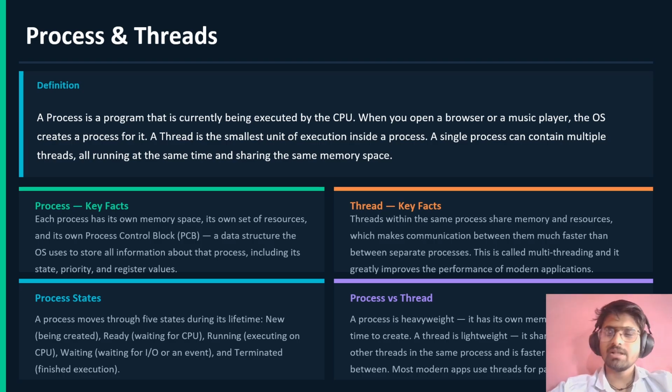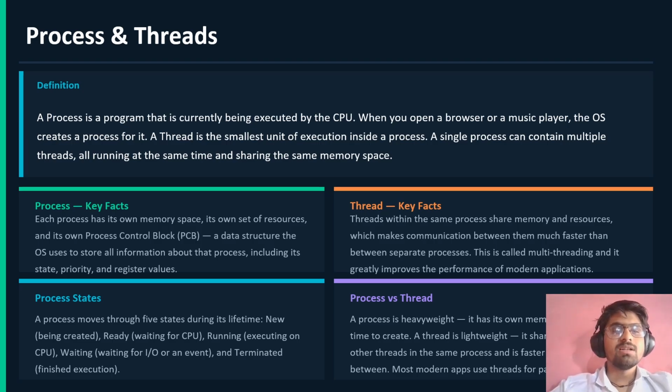Processes and threads. A process is a program that is currently being executed by the CPU. When you open a browser or a music player, the operating system creates a process for it. A thread is the smallest unit of execution inside a process. A single process can contain multiple threads, all running at the same time and sharing the same memory space.